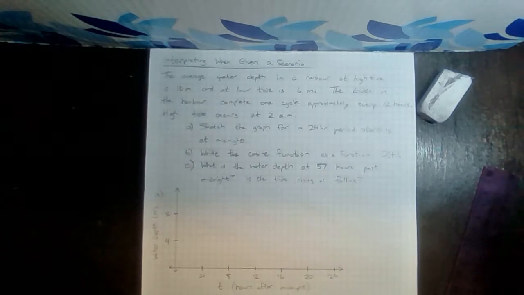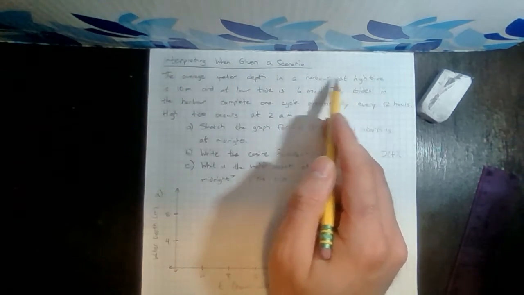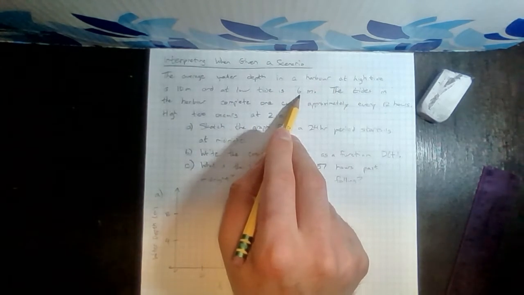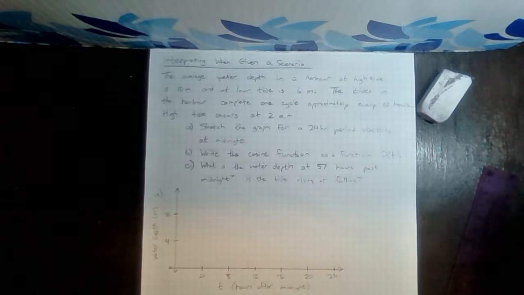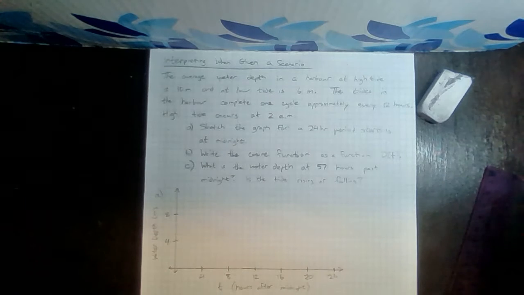The average water depth in a harbor at high tide is 10 meters, and at low tide, the depth is 6 meters. The tides in the harbor complete one cycle approximately every 12 hours. High tide is at 2 a.m. So the first question asks us to sketch the graph for a 24-hour period starting at midnight.